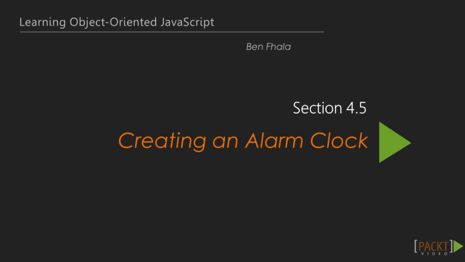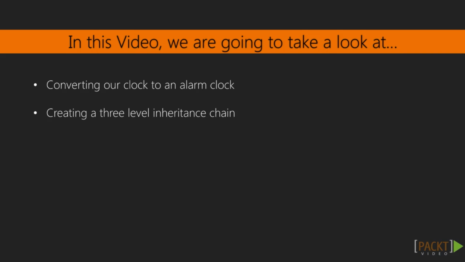We've done a lot in this chapter, and really the whole chapter was about inheritance. And this last lecture is going to be turning our clock into an alarm clock. And we're going to use inheritance, and we're going to actually inherit from the text clock. So literally, we're going to have three levels of inheritance, and you can have as many levels of inheritance as you want. So let's jump right into it and with it wrap up this chapter.